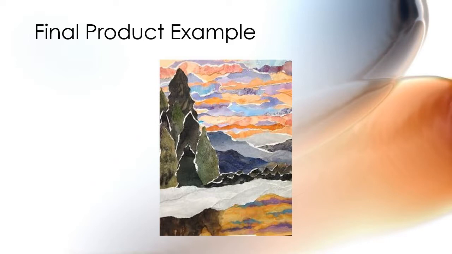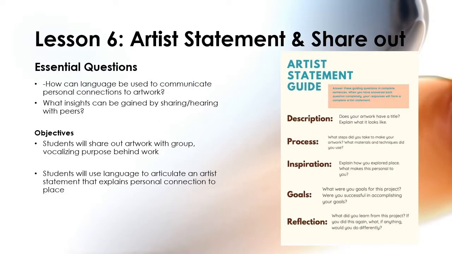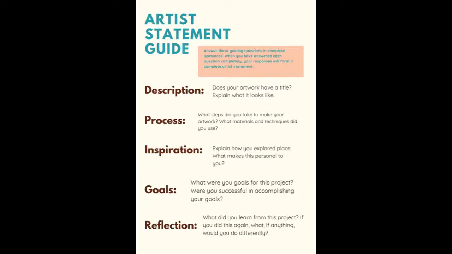In Lesson 6, the final lesson, students will compose an artist statement. Students may use the handout to assist in crafting and articulating a written artist statement. After the artist statement has been written, students will display work and share verbally with their peers. Encourage students to discuss and question one another.